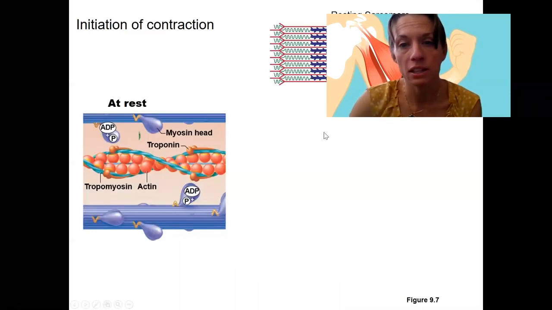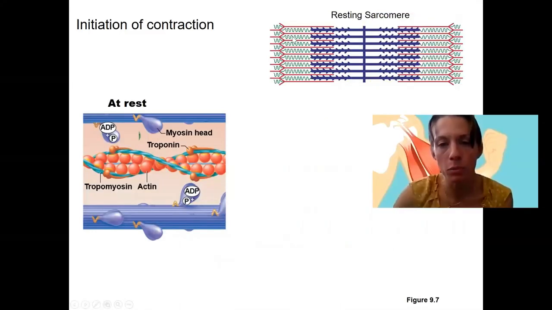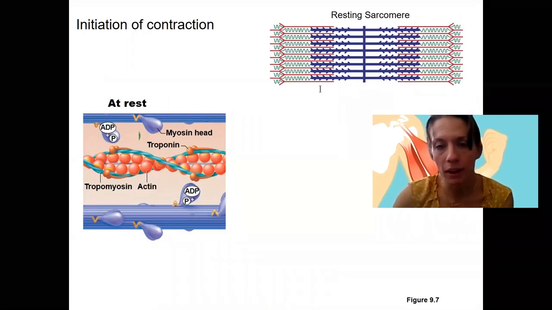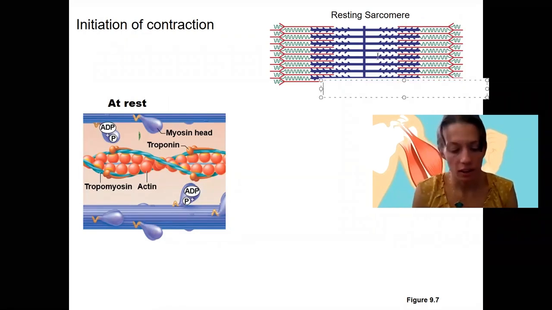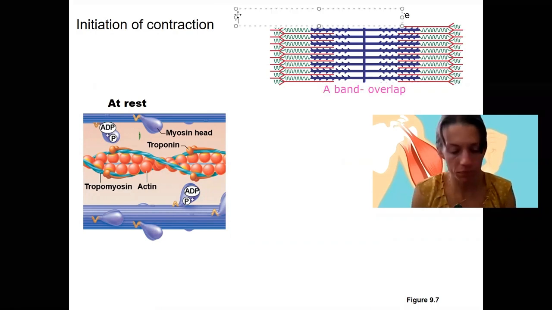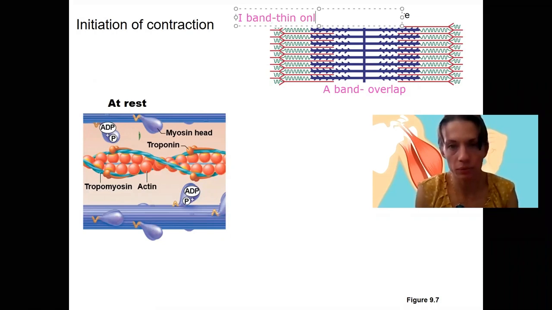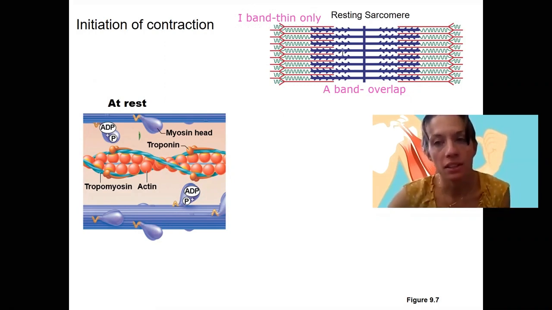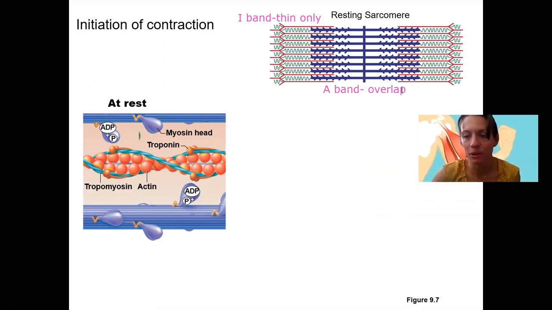Here we've got a resting sarcomere. Remember, there's overlap of these thick and thin filaments, and you should be able to identify the A-band, this is the overlap portion, versus the I-band, which is the thin filaments only. And this overlap region is going to change when contraction occurs. And this again is initiated by calcium.